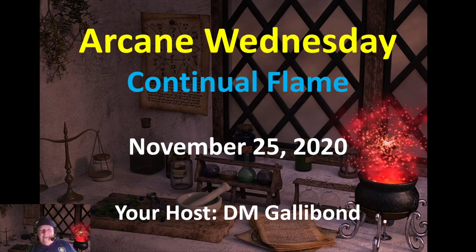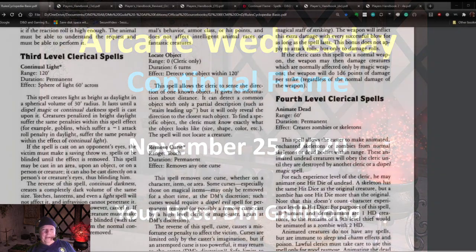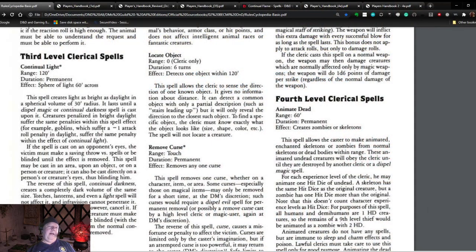All right, so let's take a look at how continual light and continual flame have evolved over the years and what this spell is really all about. In original D&D, actually in all the editions that it's appeared, it has been a spell that's available to both clerics and wizards, or magic users, as they were called back in the day. In original D&D, it was available at 3rd level for clerics, but at 2nd level for magic users.